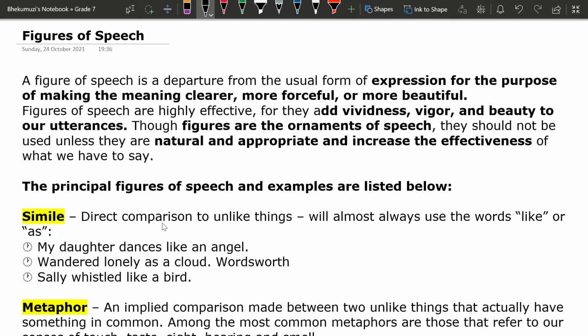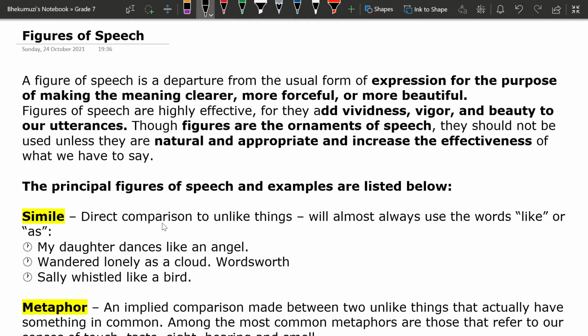So when we talk about a figure of speech, basically it's an expression that has the purpose of making the meaning clearer or more forceful or more beautiful, right? What this means is that it tries to add more vividness or vigor or beauty to whatever is being said. It's trying to make whatever you're saying clearer. It's clarifying. It's giving you more of a feeling of what this person is trying to convey to you, by being more forceful or also just more beautiful, expressing the beauty of that particular thing.